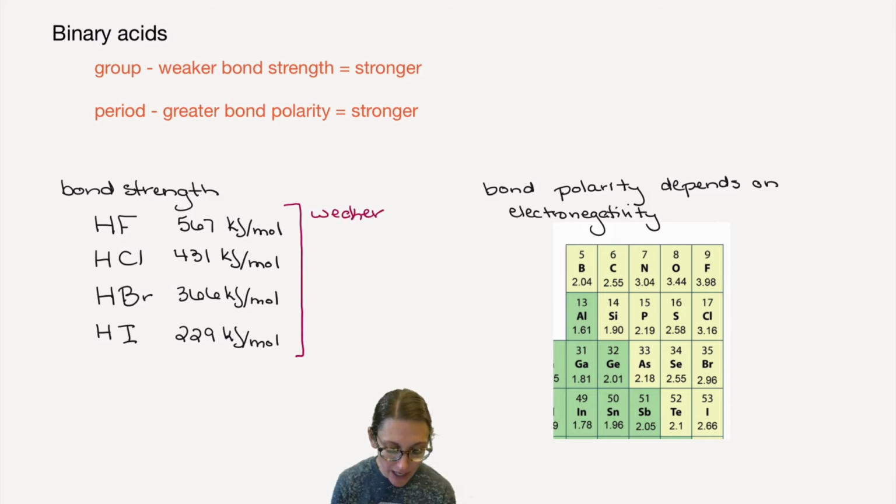On the contrary, if you get down to HI, you have a bond strength of only 229 kilojoules per mole. Much less energy is required to break that bond. You're going to get more products. These are going to be your stronger acids. And as you know, you actually have strong acids with HCl, HBr, and HI.